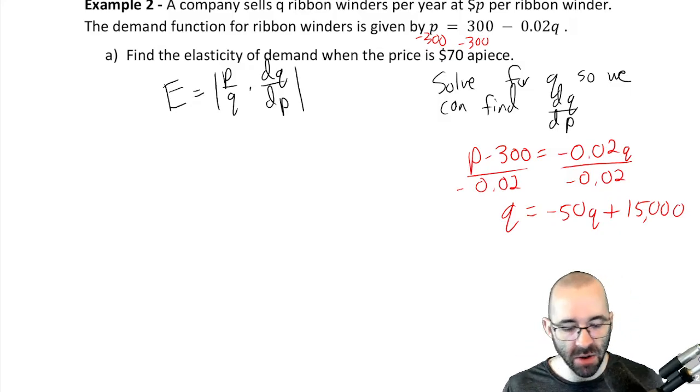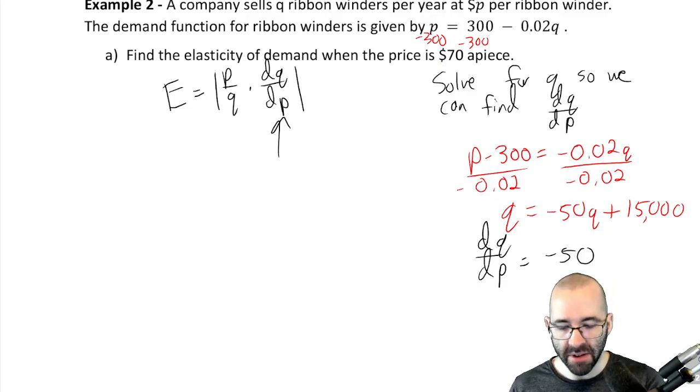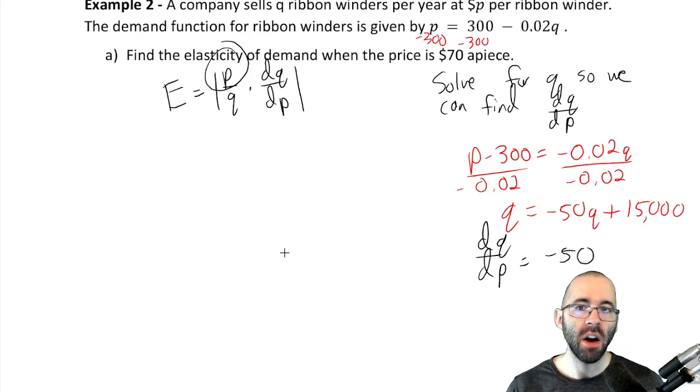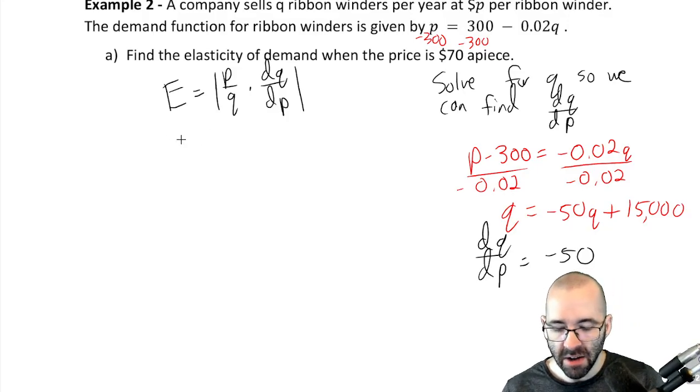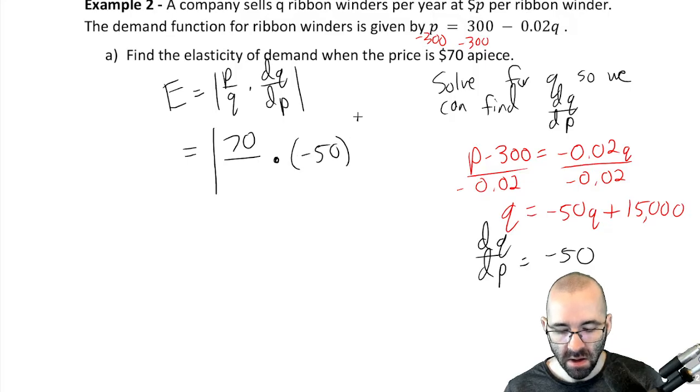Okay, so now we can find dQ/dP. We take the derivative of Q with respect to P. And that's just going to be negative 50. Okay, so that's one thing that we need, right? We know this is negative 50. We know the price is 70. So we have that. All that's left is finding out what the demand is, and then we can plug everything in. Right? We're trying to find E. We know P is 70. We don't know Q yet. Let's leave that blank. And we know the derivative of Q with respect to P is negative 50. So we're almost done.